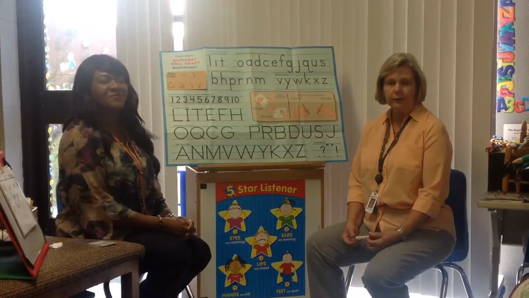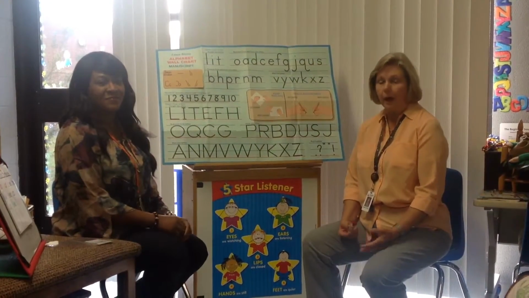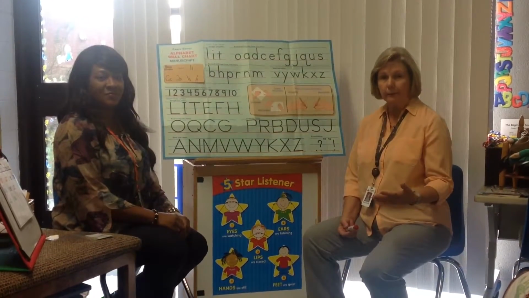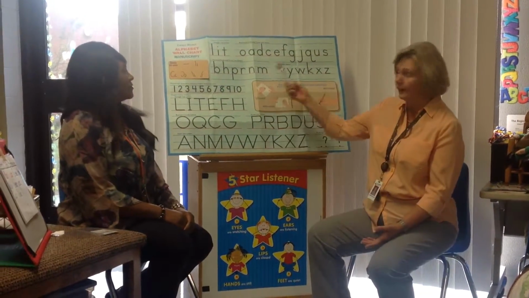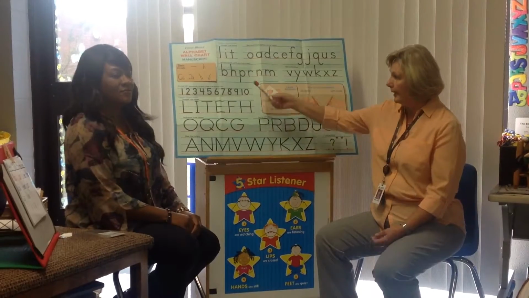And we're going to talk to you today about writing in kindergarten. I'm going to tell you a little bit about the basic formation strokes. There are 6 of them. As you look at the chart, you can see the basic strokes.